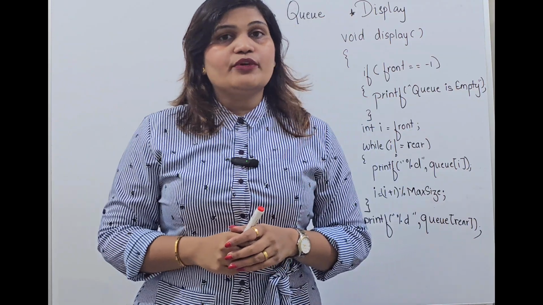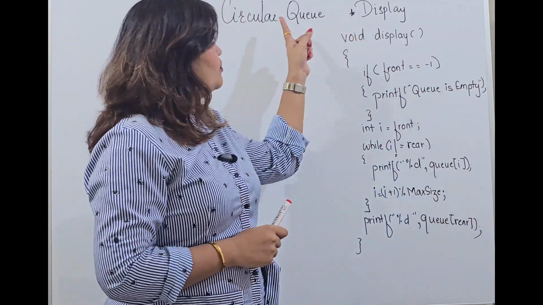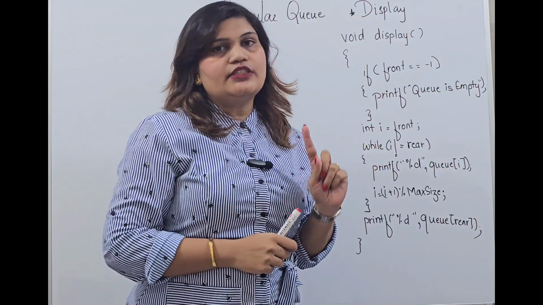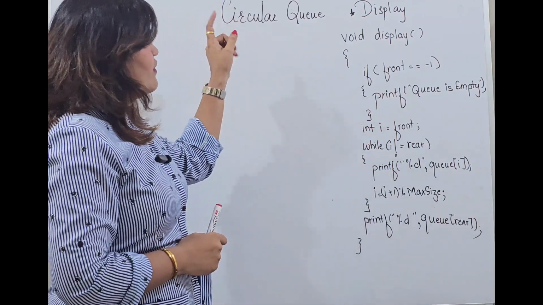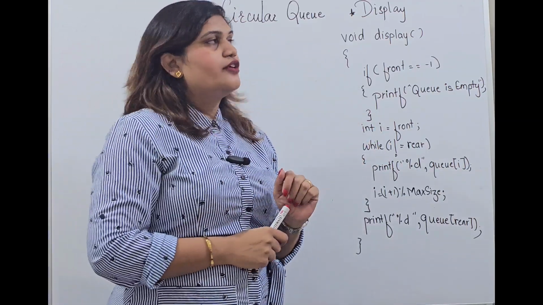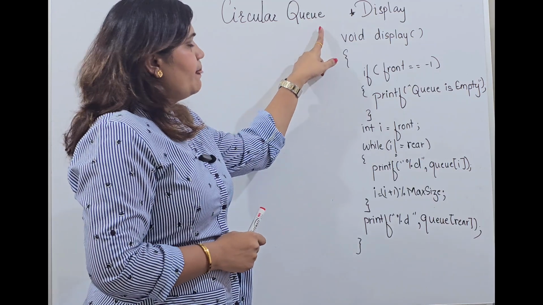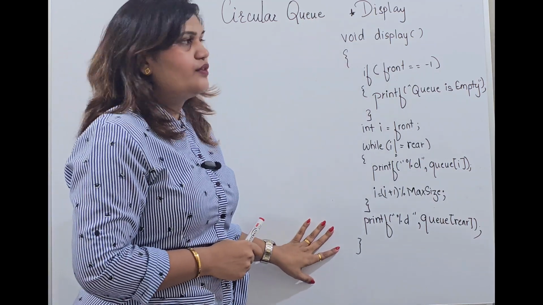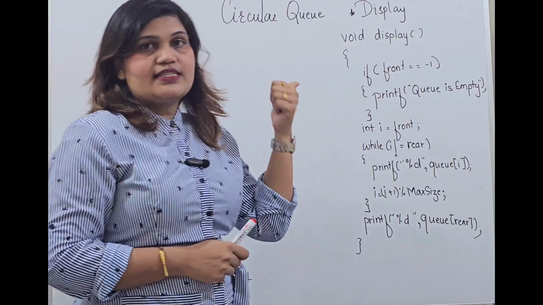So today we are going to see the topic of display function from the topic circular queue. We have already seen insertion, enqueue, and deletion, dequeue, for this particular topic. We have seen the programs or the functions written for it. What we are going to see today is the display function programmatically, how we are going to execute this particular function. Let's go line by line to understand this.